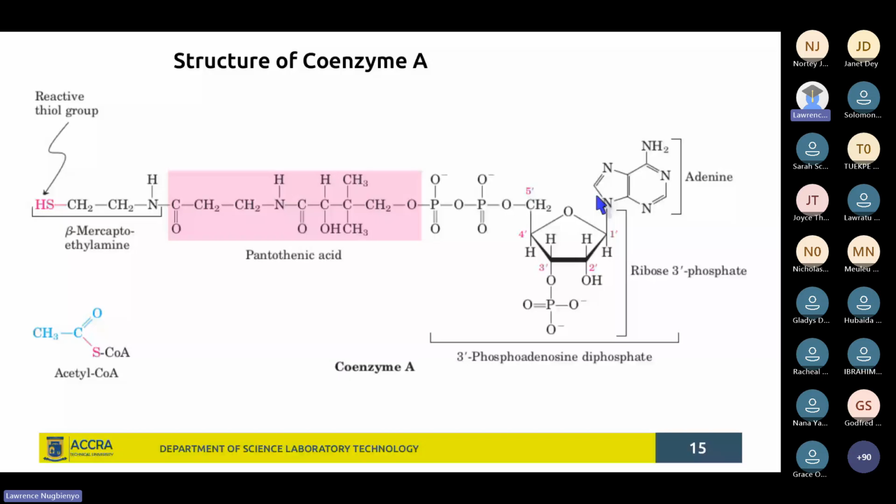And here too, you see that you have a phosphoadenosine. So that's another nucleotide. It's a phosphonucleotide there. On carbon number 3, you have a phosphate group. So that's why we say it's a phosphoadenosine diphosphate. So 2 phosphate groups there.